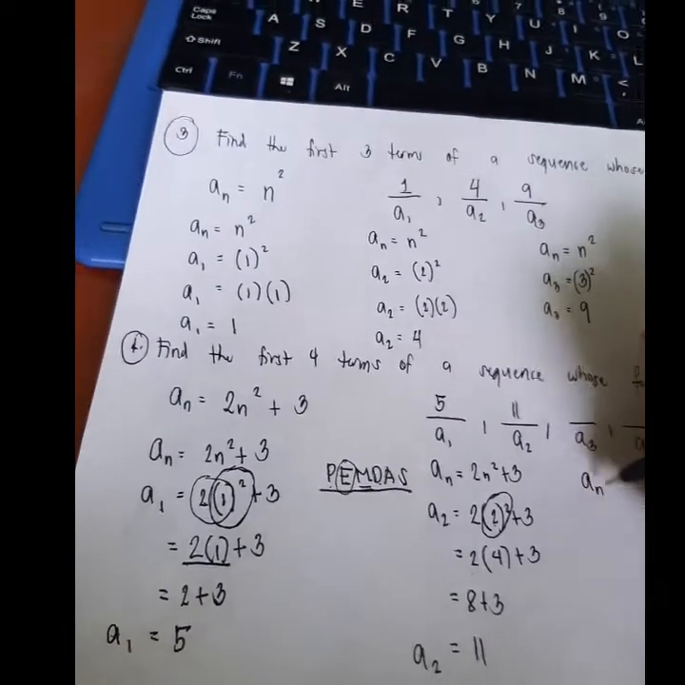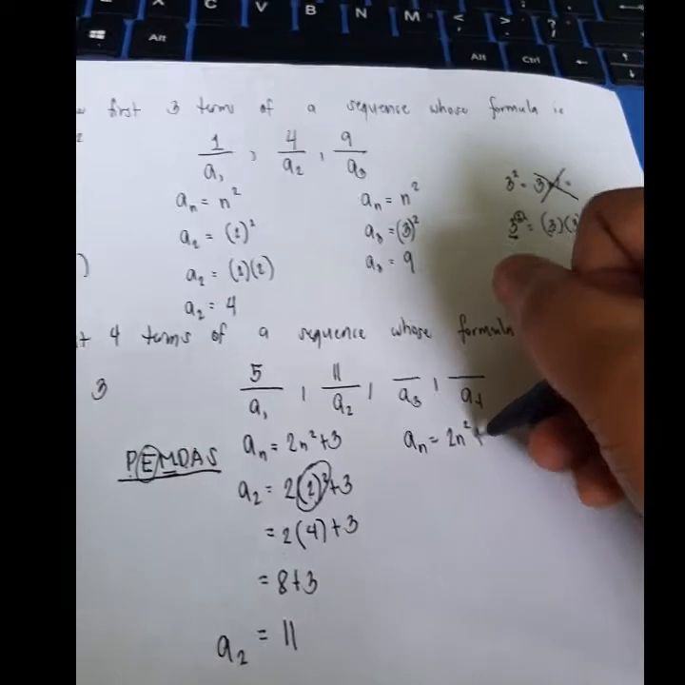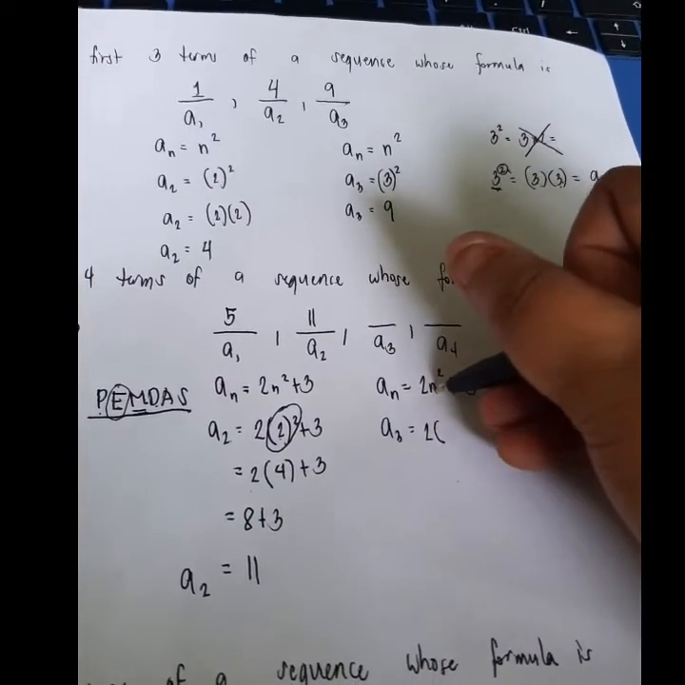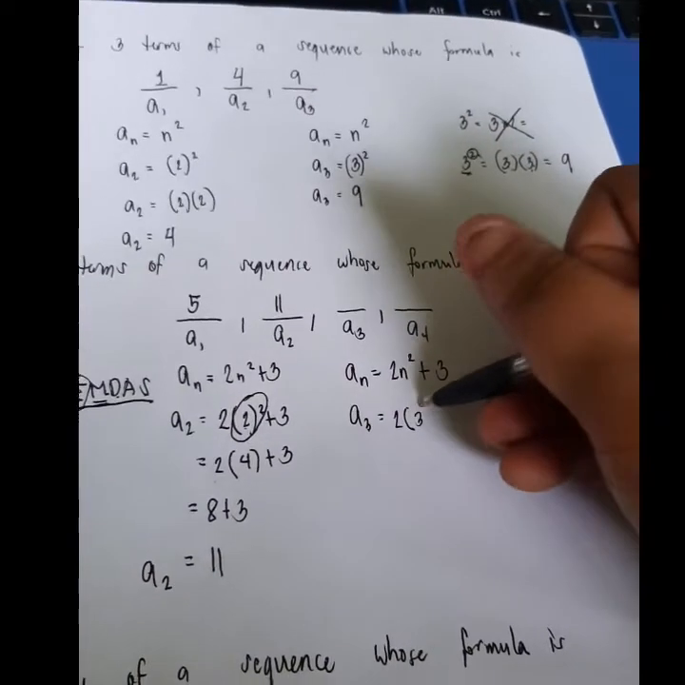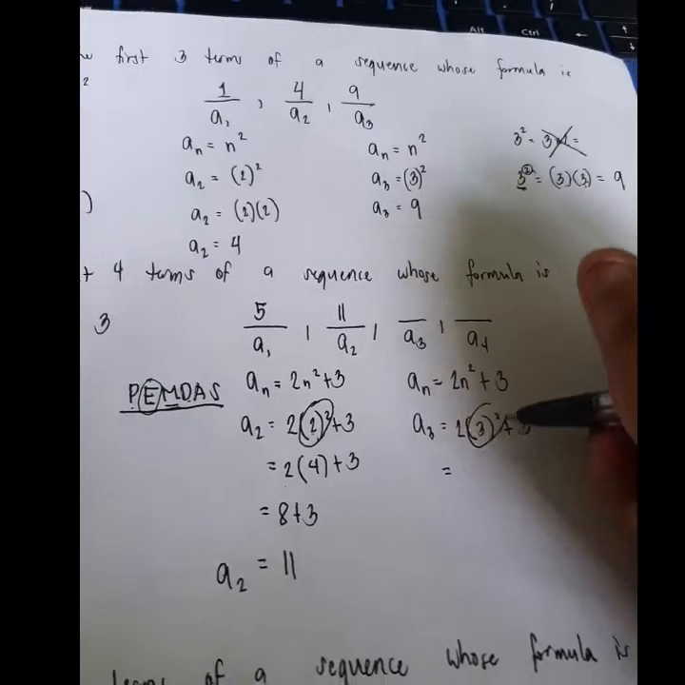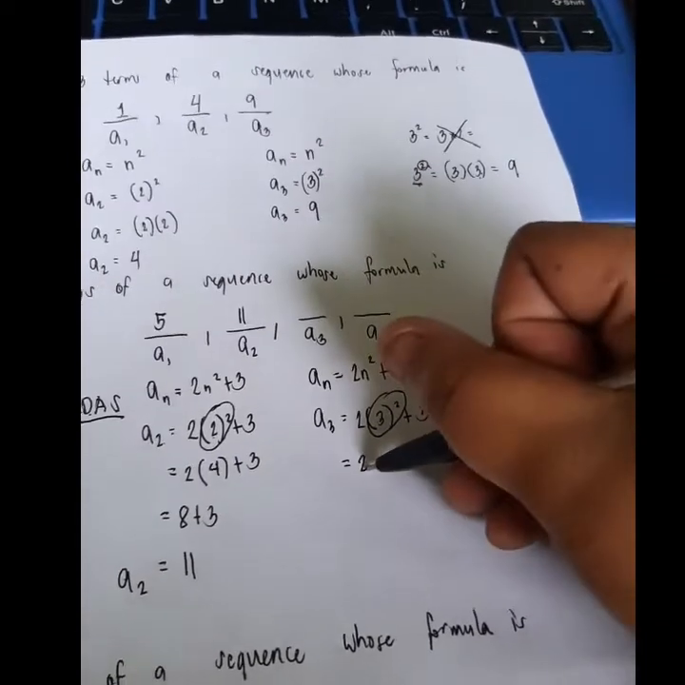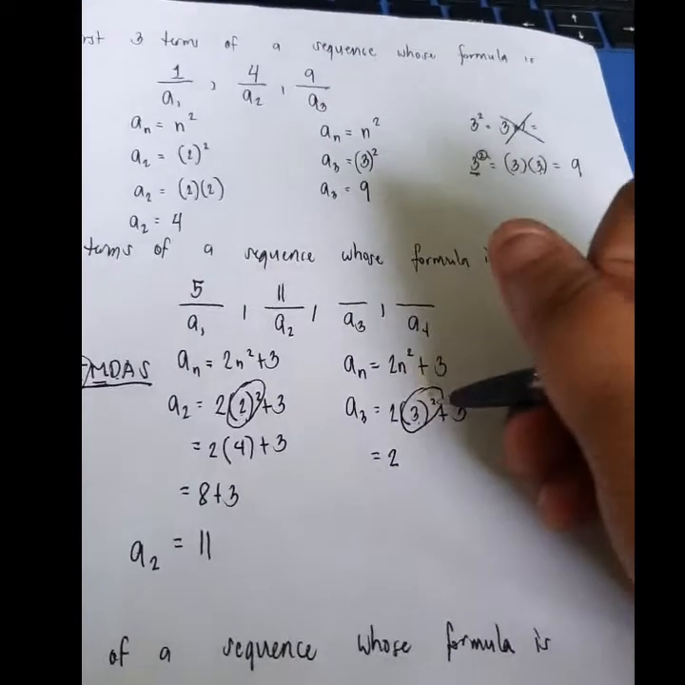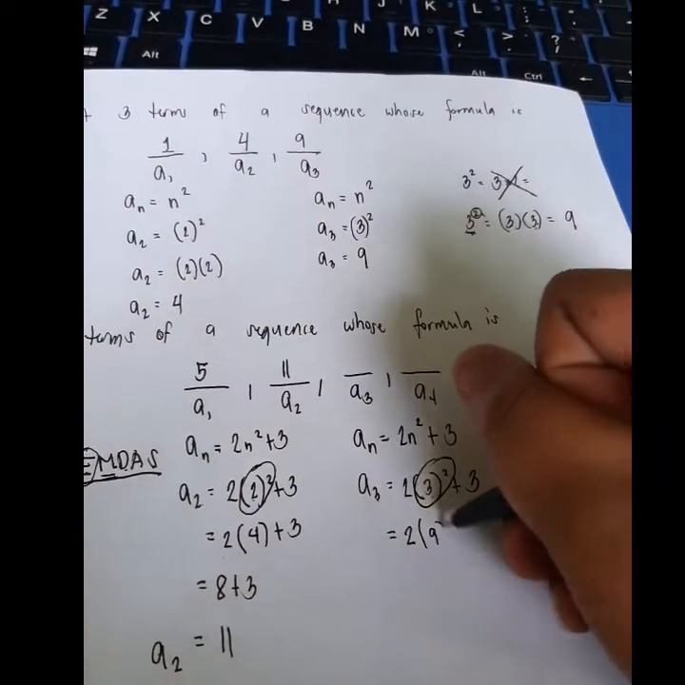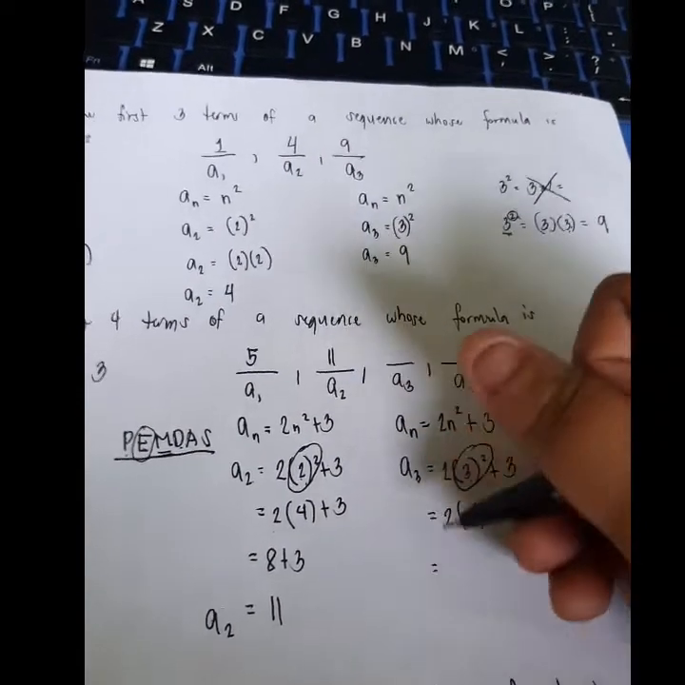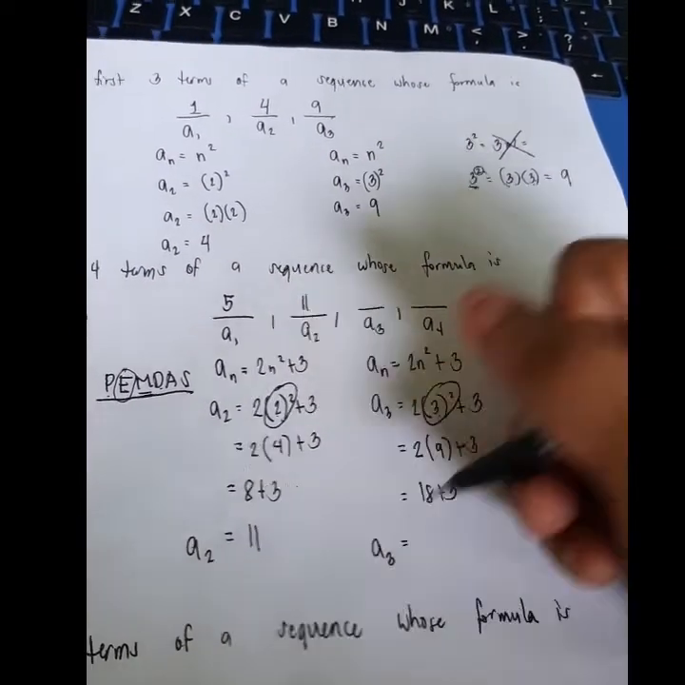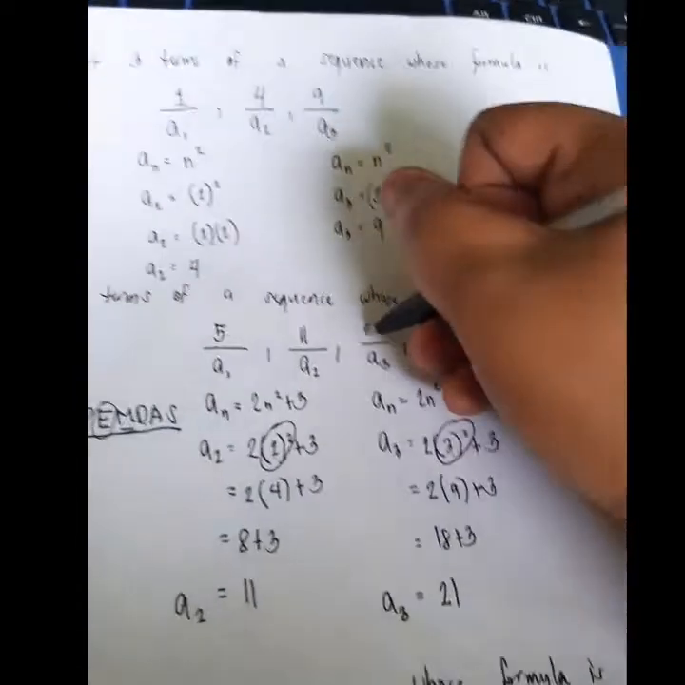For your third term, so your a sub 3 is equal to your 2. Your n right now is 3 squared plus 3. And you're going to have still the exponent first. So you're just going to have your 2 here. And 3 squared, take note, that will be 3 times 3, and the answer is 9 plus 3. So you're going to have 18 plus 3, and the answer will just equal 21.